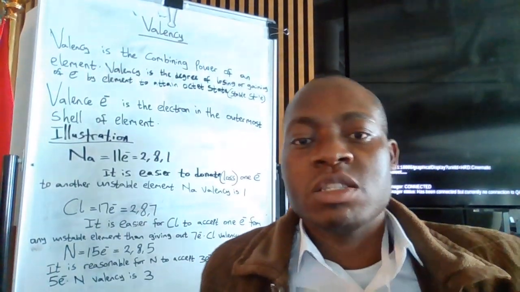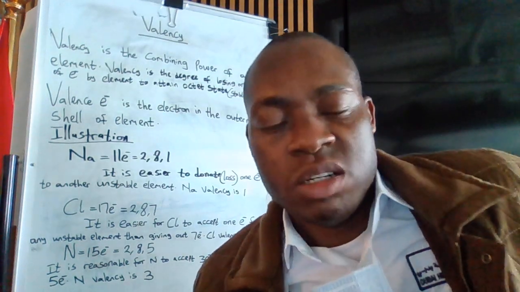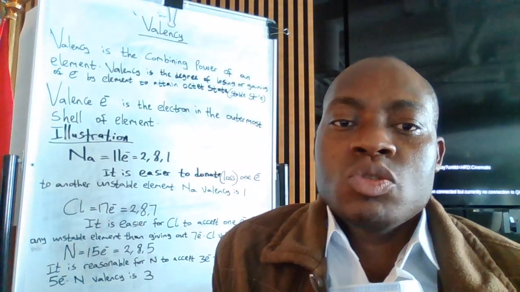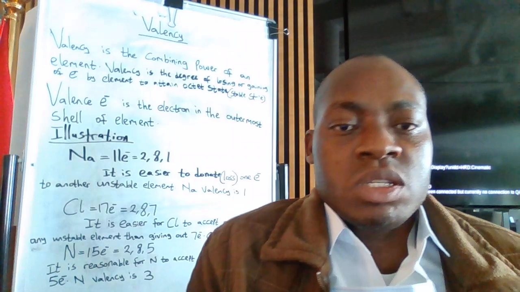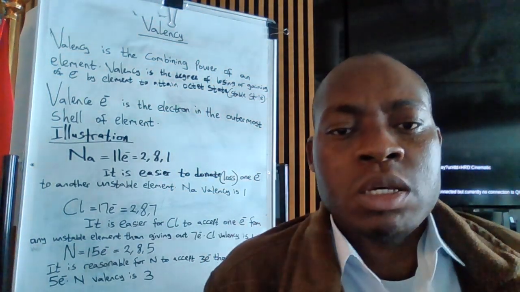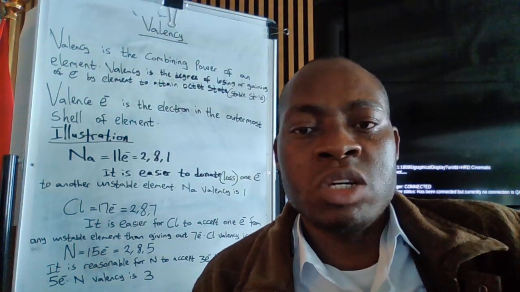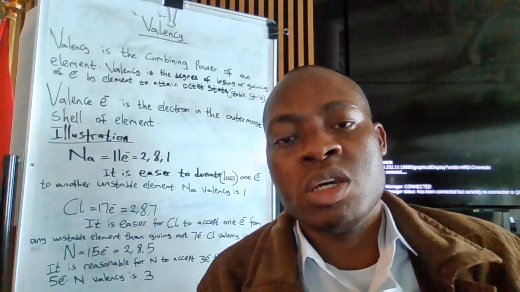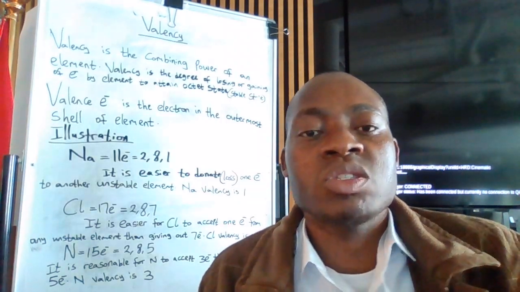When you talk about valency, it is the combining power of an element, that is, the ability of an element to attain octet state, which is the stable state. From group 1 to group 8 of the periodic table, group 8 is the only stable group out of the 8 groups we have, while the other groups are unstable.